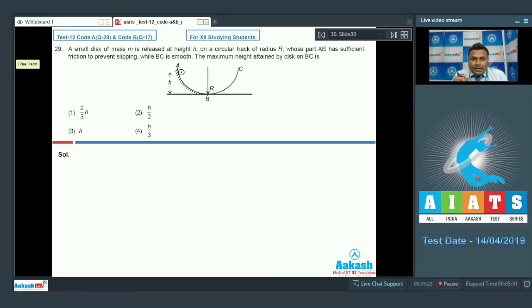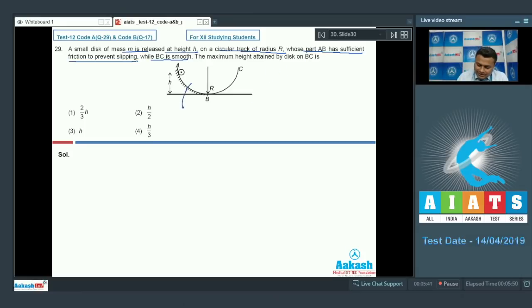So here is question number 29, everyone. A small disk of mass m is released at a small height h on a circular track of radius capital R, whose part AB has sufficient friction to prevent slipping, while BC is smooth. The maximum height attained by disk on BC side will be what?